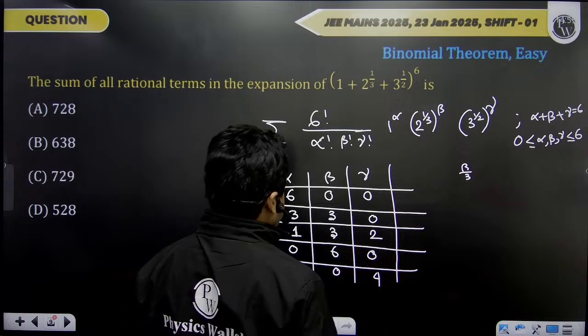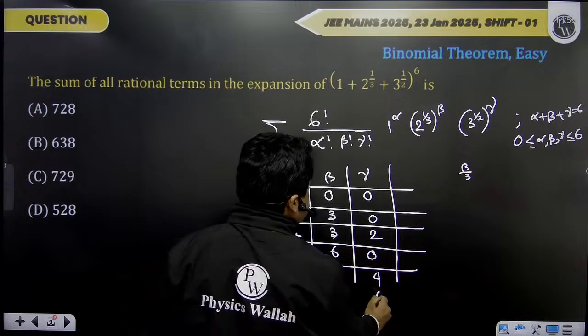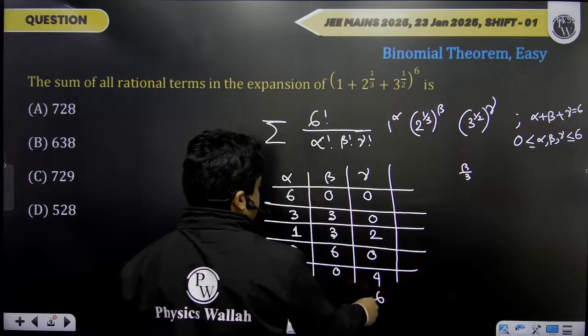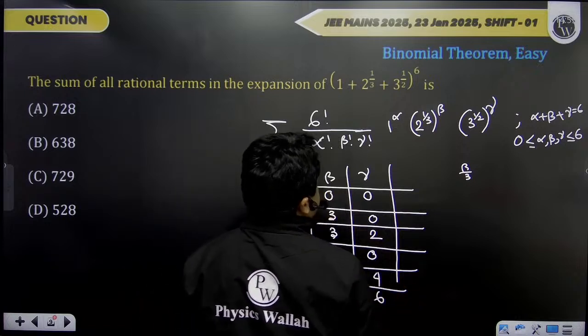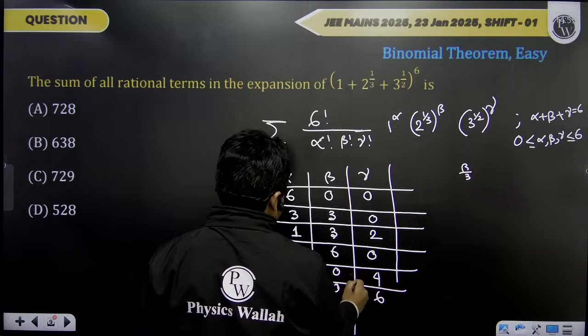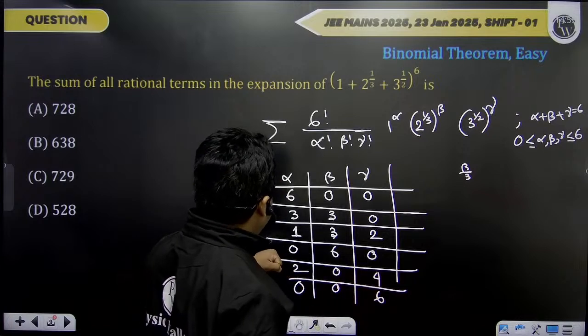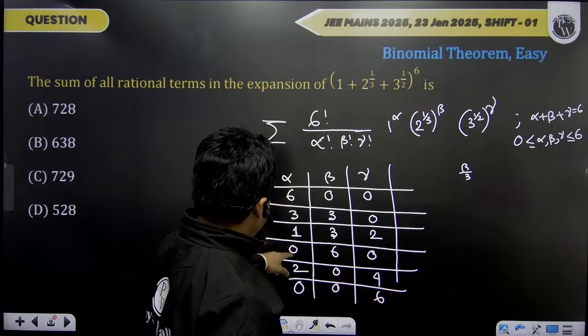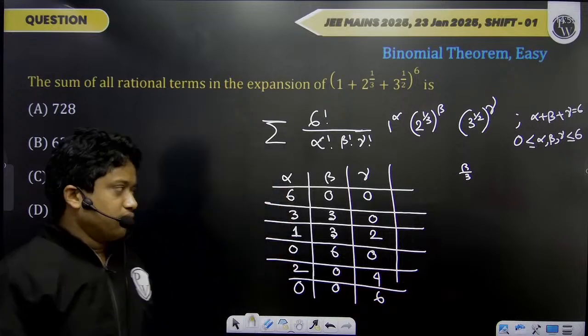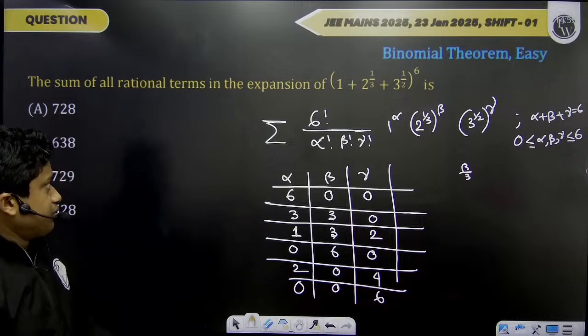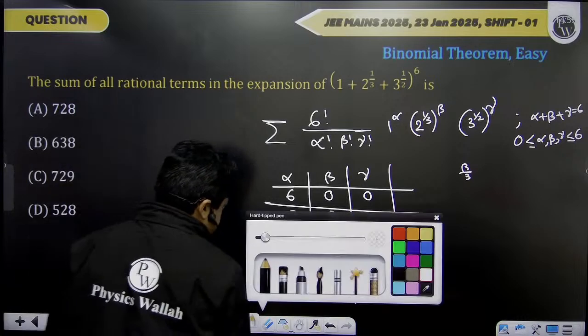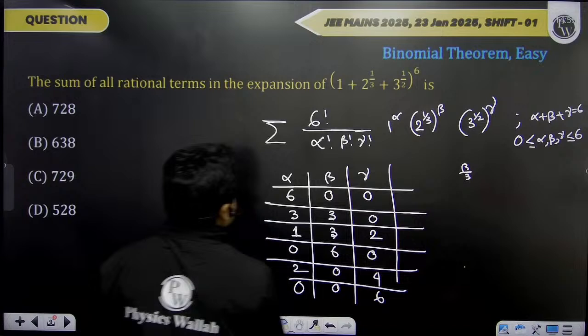correct? If I take gamma equal to 6, then beta has to be 0 and alpha also 0. So total how many cases we are getting? 1, 2, 3, 4, 5, 6 cases, right? So therefore we have to just add them. So if we add it up, this will be equal to what?